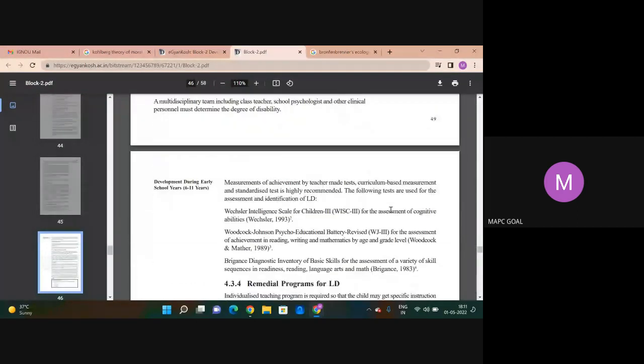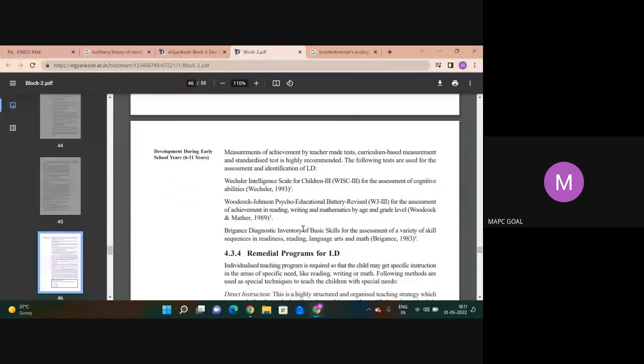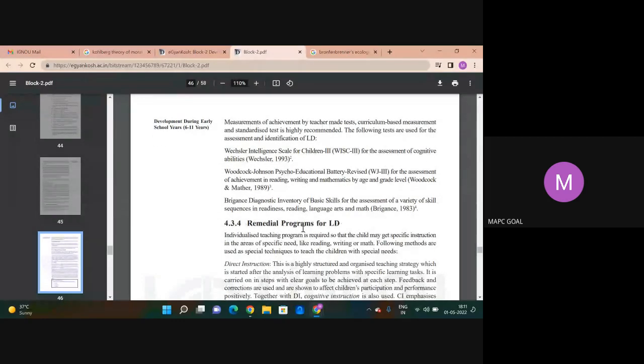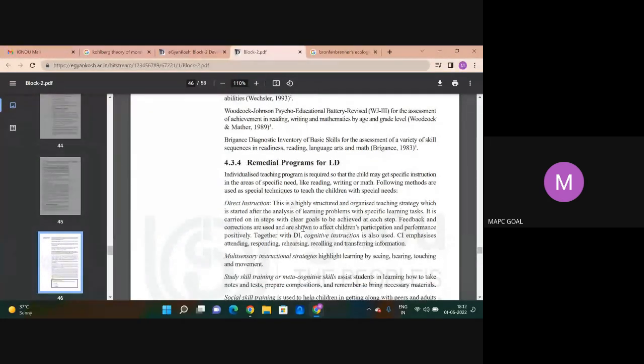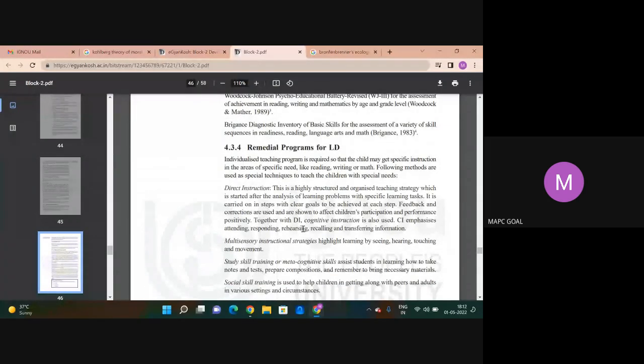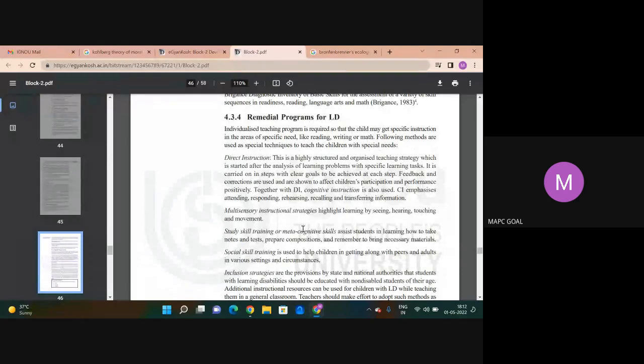Then, the identification process of learning disability. We have certain scales like Wechsler's Intelligence Scale for Children, which we have already seen in certain videos, if you remember. Then the Woodcock-Johnson Psychoeducational Battery, and many others, like Brigham's Diagnostic Inventory of Basic Skills. All these are tests. Through this measurement, we can understand and measure what kind of learning disabilities are there. It depends from culture to culture also, but the Wechsler's WISC-III is a universal test, so it could be applied to different cultures as well. Then we have remedies. What remedies could be provided? It could be direct instruction, we can give instruction, and we can understand the cognitive perception of the child.